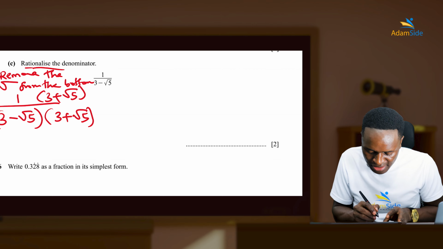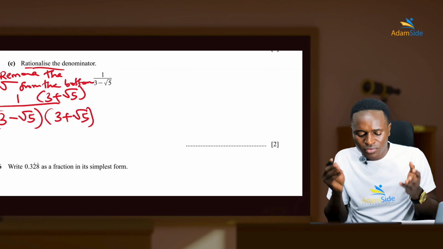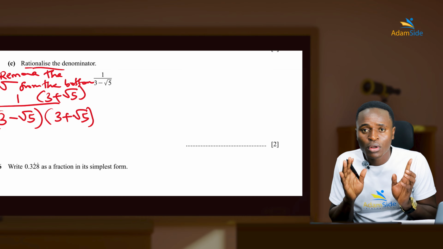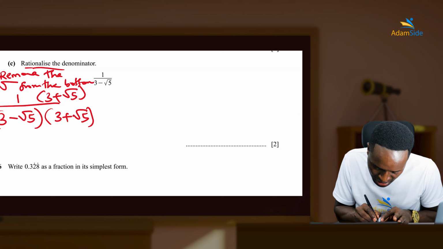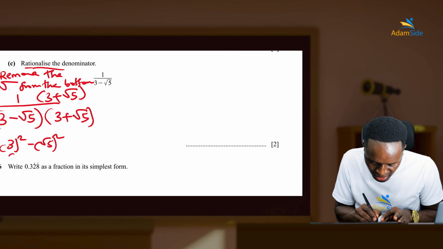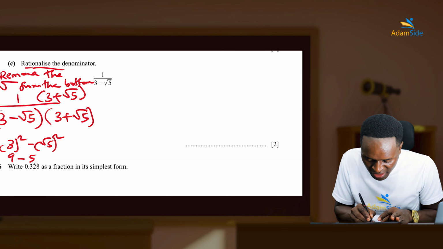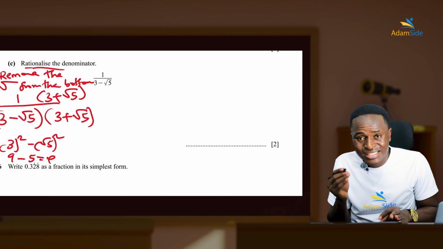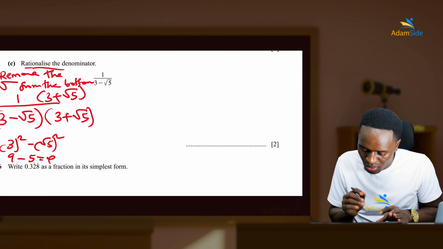If you do that, in that case, expand. Now here, it's very simple. Expand the denominator. When you expand this, we say difference of two squares. So it's the same as 3 squared minus root 5 squared. Principle: 3 squared is 9, root 5 squared is 5, root 5 times root 5 you get 5, 3 times 3 is 9, 9 minus 5 is 4. So at the bottom, you get that.